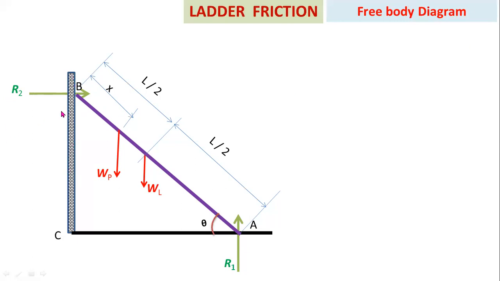Now here R1 is the reaction force between the ladder and the floor, R2 is the reaction force between the vertical wall and ladder. Okay, and x is the distance, the position of the person from the top of the ladder. Now here this is the direction of motion of the ladder.